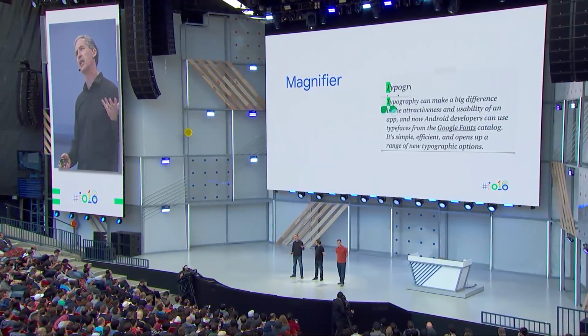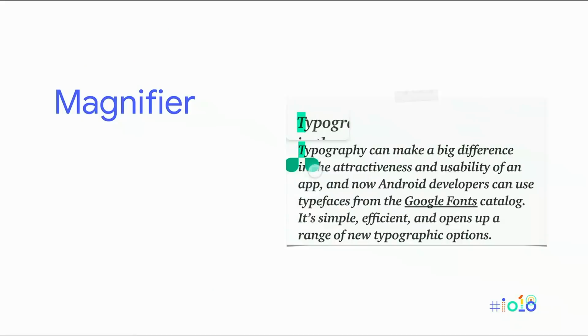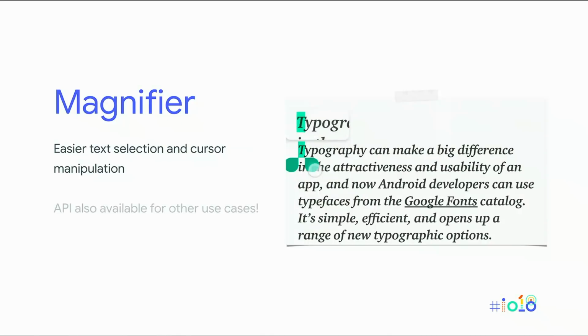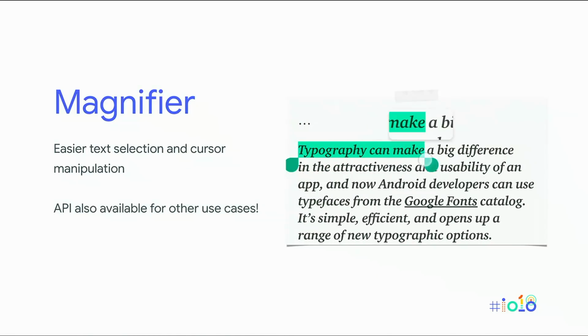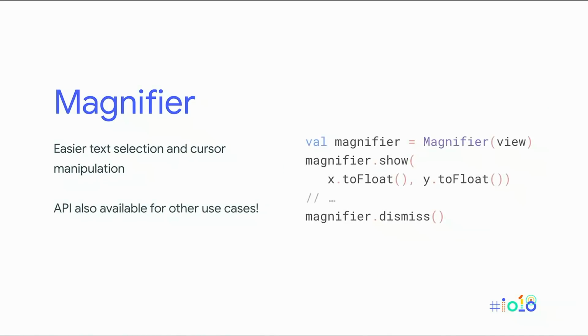Magnifier is something that if you're using the preview releases, you might see if you select some text, it pops up this little bar up above it and makes it easier to manipulate the cursor. That's really great for text, but the other cool thing about it is that it's also available for your applications for any other use case. So there's an API that allows you to pop up this magnifier for whatever happens to be in your view.